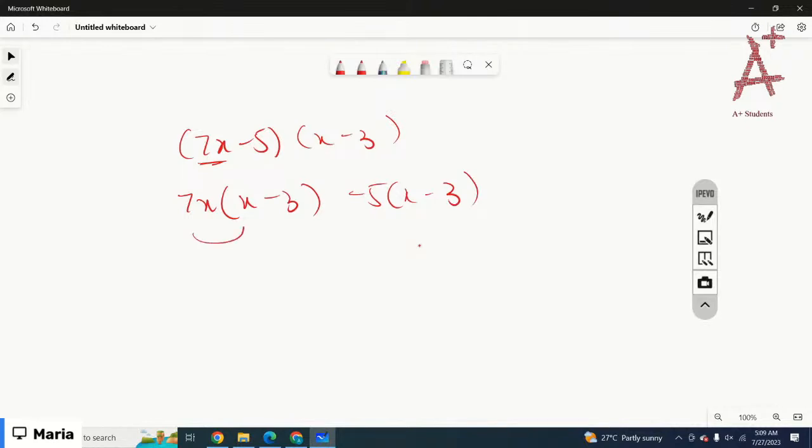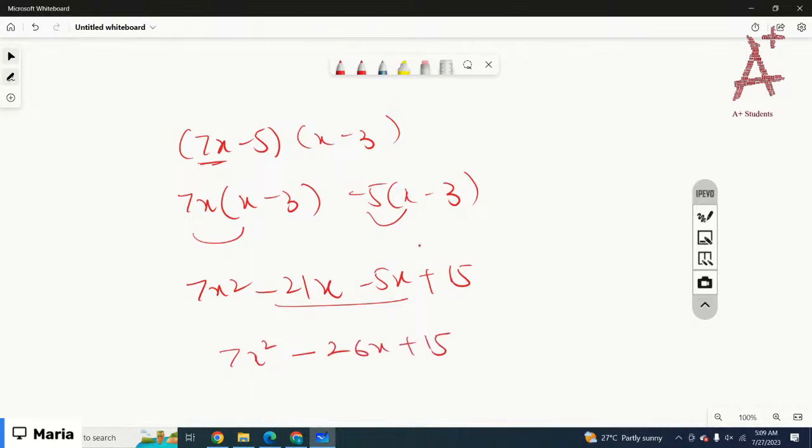So 7x times x is 7x square. Negative 3 times 7 is negative 21x. Then you have negative 5x, and negative 5 times negative 3 is plus 15. So you have to collect the like terms. So it is 7x square minus 26x plus 15. Got it? Okay.